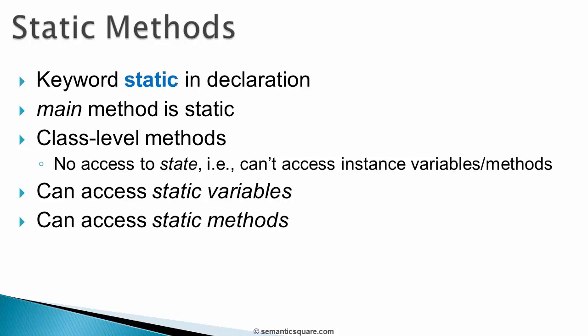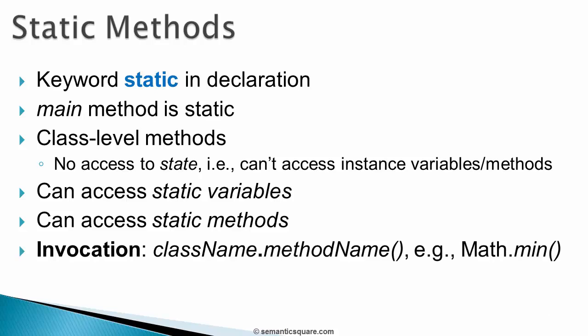Since static methods don't have anything to do with state, they can directly access other static methods in the same class. Since they are class level methods, they can be invoked using a dot operator on the class name. For example, to invoke the min method in the math class, you would simply do math.min. And it would also save heap space as you don't have to create an object.